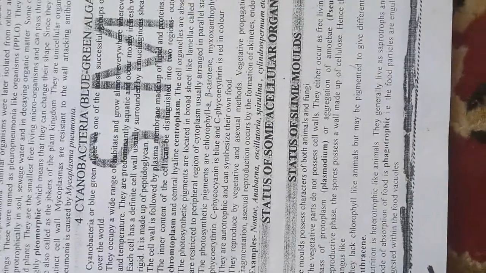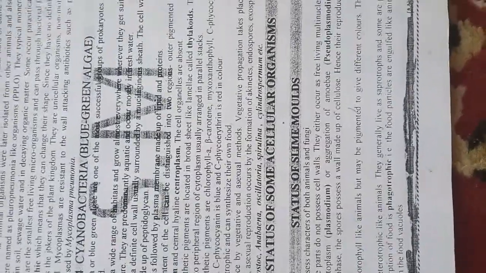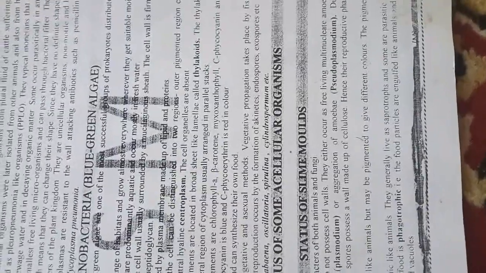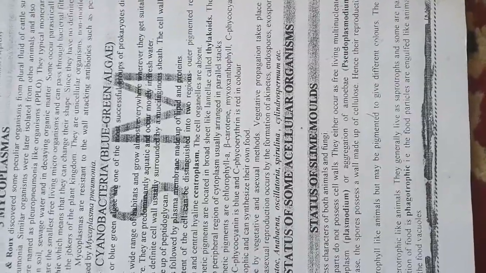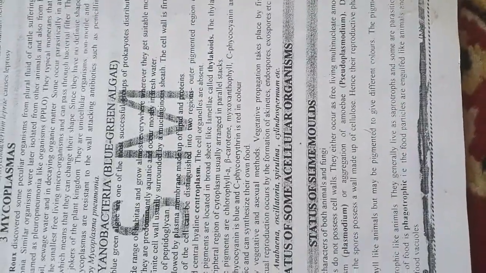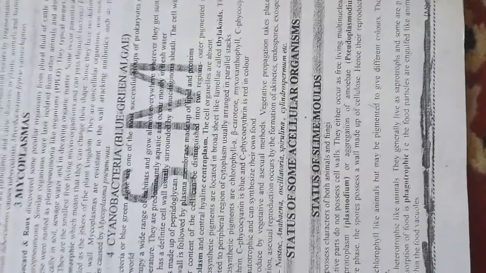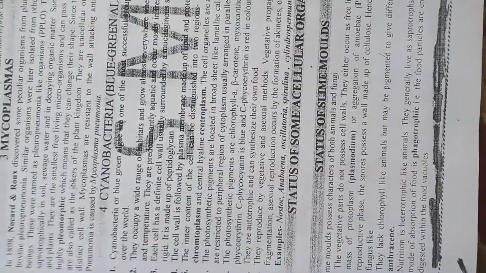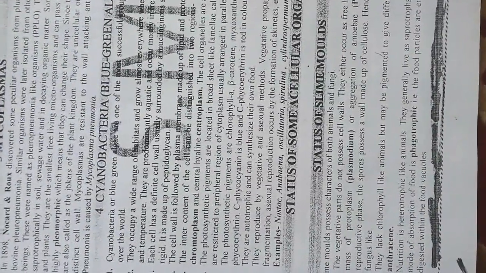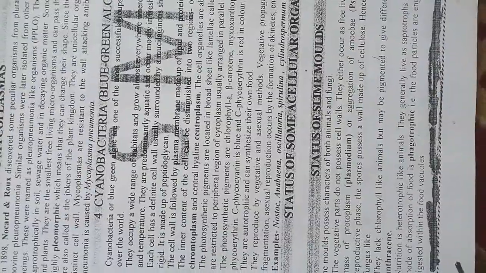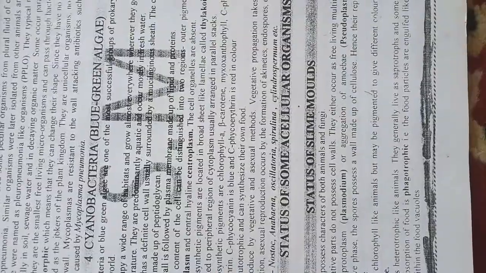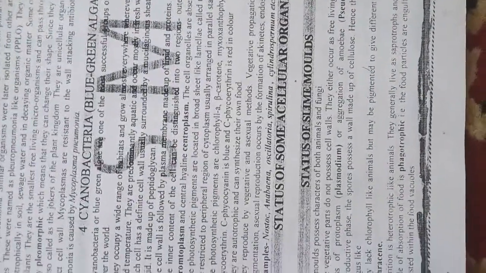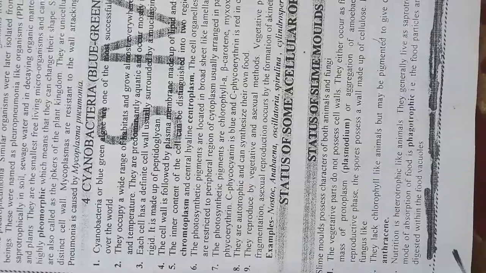While the asexual reproduction occurs by the formation of akinetes, endospores, exospores, etc. These are the forms by which asexual reproduction takes place. Now the examples of these cyanobacteria are Nostoc, Anabaena, Oscillatoria, Spirulina, and Cylindrospermum, etc. So these are the examples of the cyanobacteria.